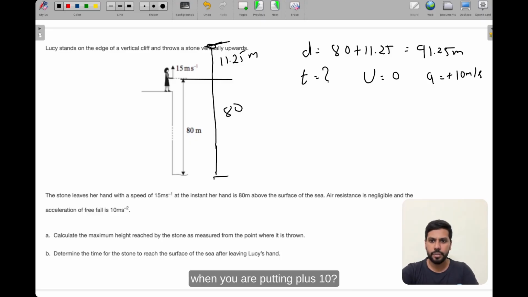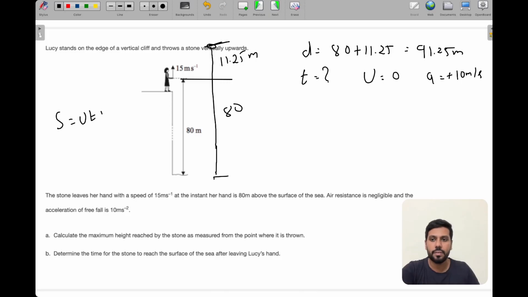When you are putting plus 10, the time taken to fall is somewhere approximately there. So which formula will you be using now, which is the perfect formula for this? Any idea? I have distance, I have time, and I have acceleration. So yes, s is equal to ut plus half at square.